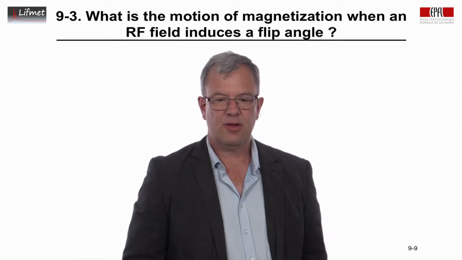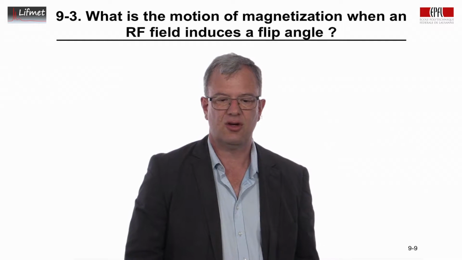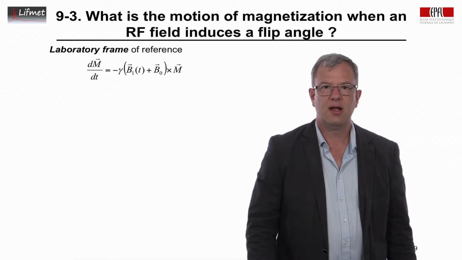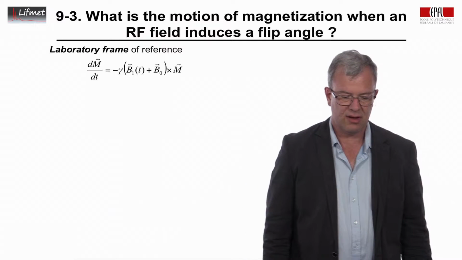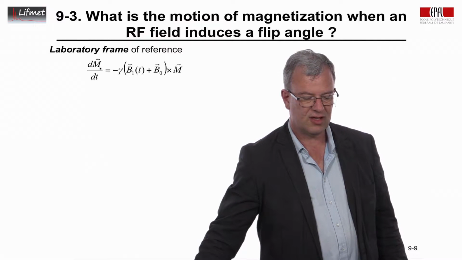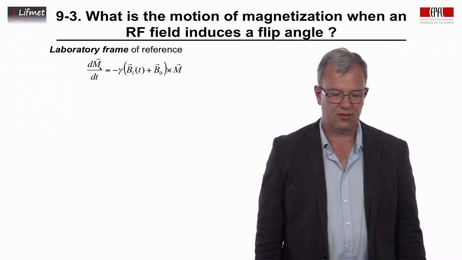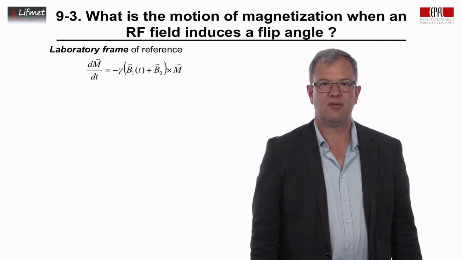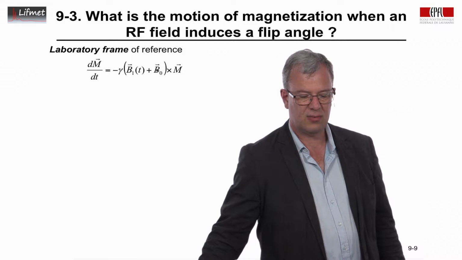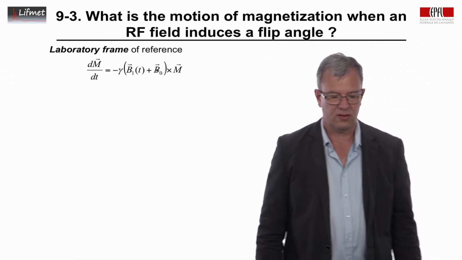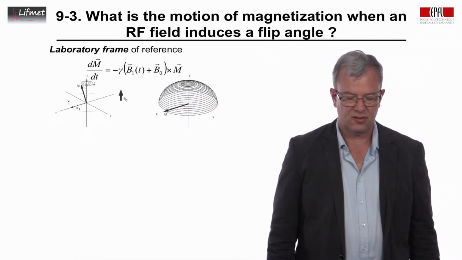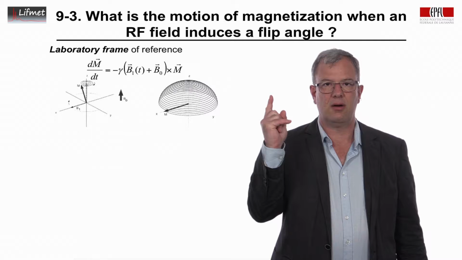So what happens now with the motion of the magnetization when we apply such an RF field and it induces a flip angle? Let's look at the laboratory frame of reference. Then we have the Larmor equation, which says the derivative of the magnetization with time equals gamma times the magnetic field. And the magnetic field I have conveniently split into the B1, which is time dependent, and B0, which is constant.